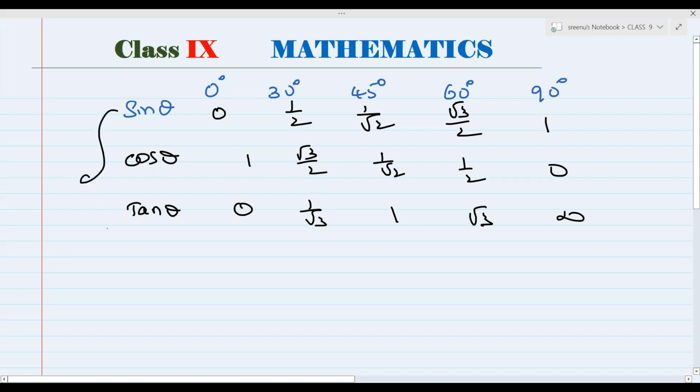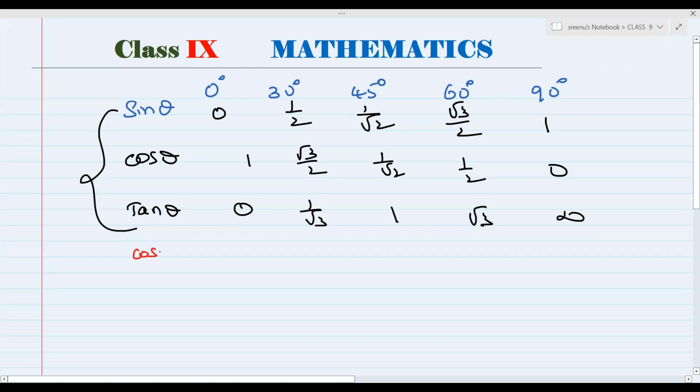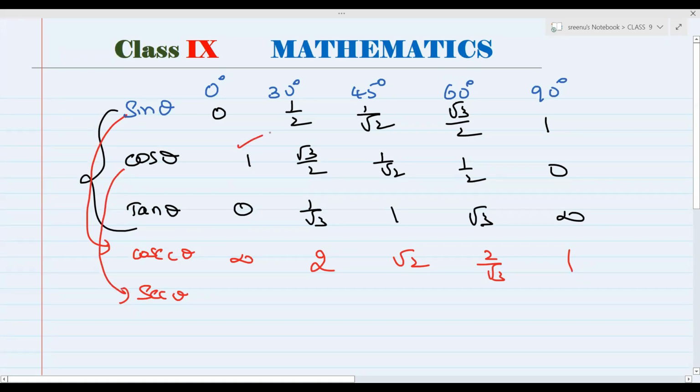Now we know how to write the reciprocal values. Sine reciprocal is cosecant. Cosecant: 0 reciprocal is infinity, 1/2 reciprocal is 2, 1 by root 2 is root 2, root 3 by 2 is 2 by root 3, 1 reciprocal 1. Secant theta is the reciprocal of cos theta: 1 reciprocal 1, root 3 by 2 reciprocal 2 by root 3, 1 by root 2 reciprocal root 2, 1/2 reciprocal 2, 0 reciprocal infinity, undefined.